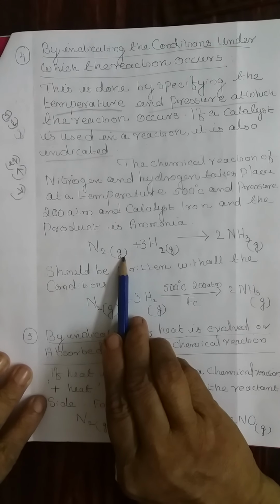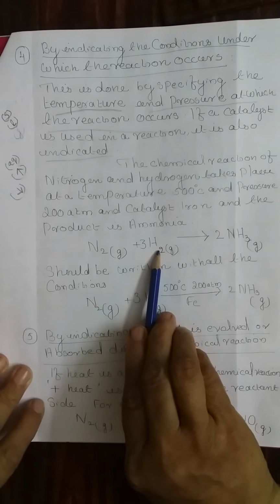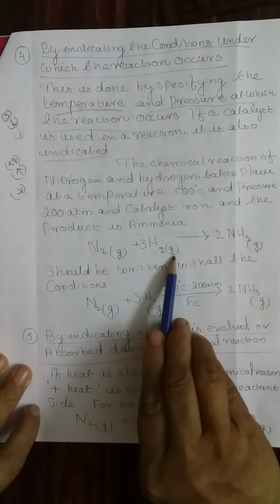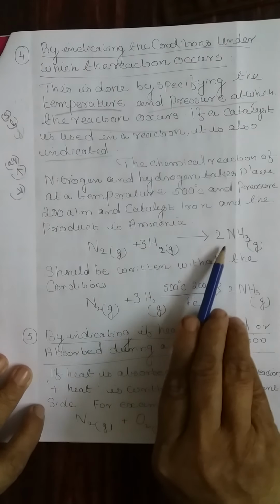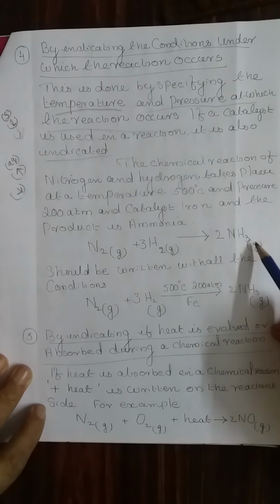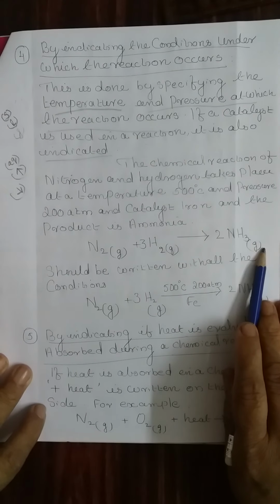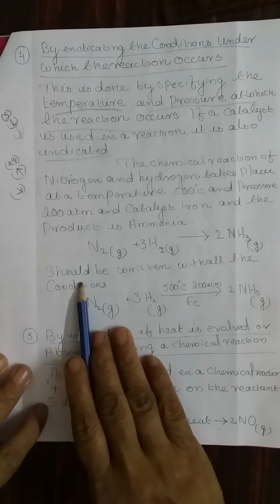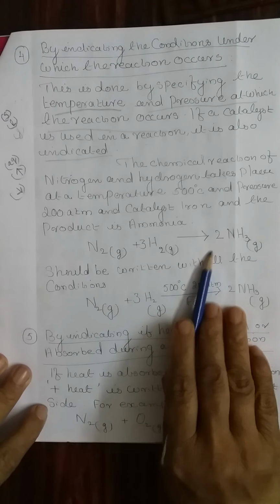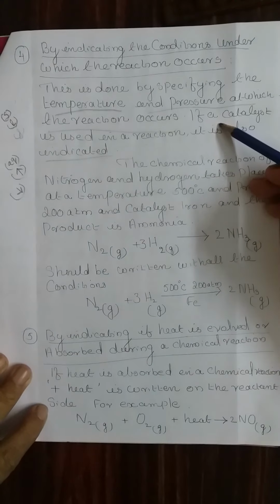Nitrogen is a gas, therefore put a small g and put a bracket. Hydrogen is a gas, therefore put a small g and put a bracket. Ammonia is a gas, therefore write gaseous, put a small g and put a bracket. This much you already studied. Now this equation should be more informative when you write all the conditions mentioned in the reaction.